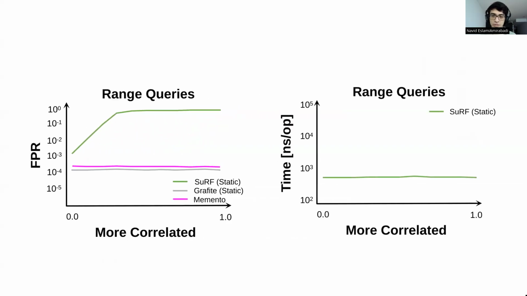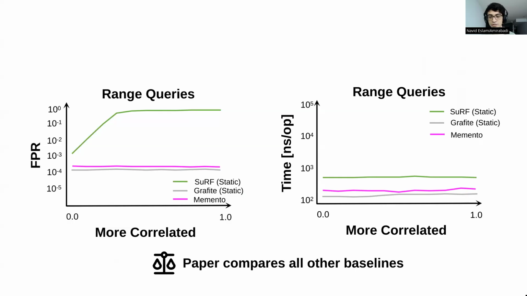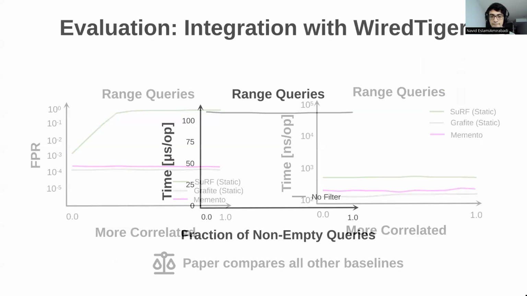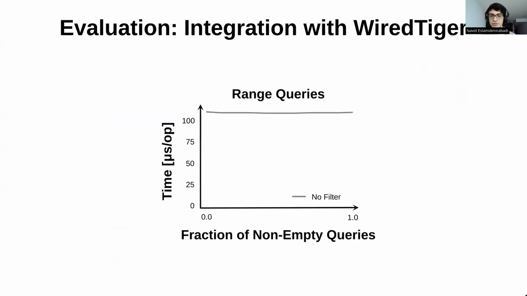Let's also take a look at the query time. So Surf has a fairly fast query speed, irrespective of the amount of correlation in the workload. In comparison, Graphite is much faster, but it also has a stable query time. And if we add Memento, we'll see that Memento filter is quite competitive and very close to Graphite, while also allowing you to support dynamic operations. The paper compares Memento filter against all of the other baselines as well, so if you're interested in seeing that, please check it out. Let's also talk about the evaluation of integrating Memento filter with WiredTiger.